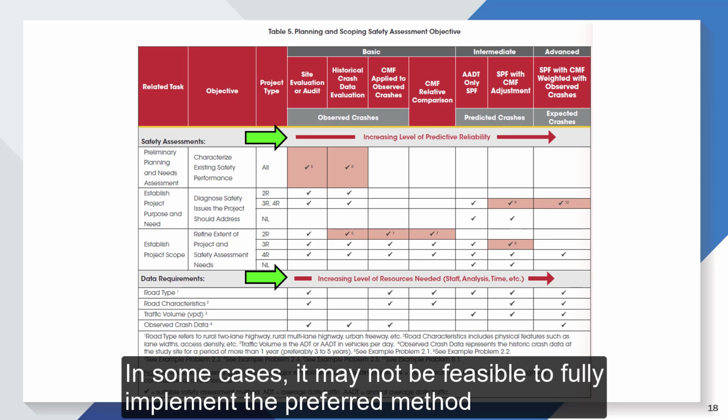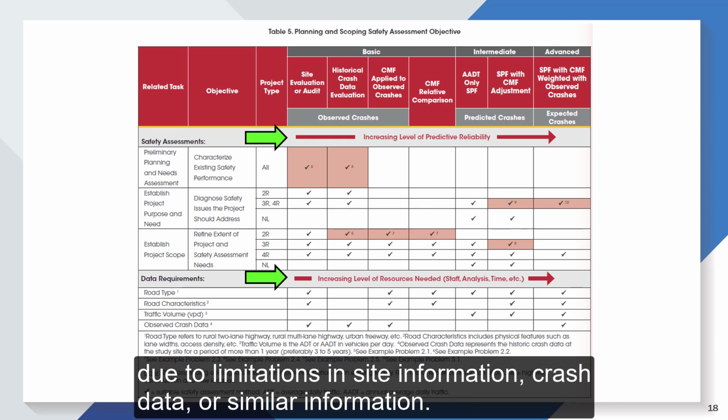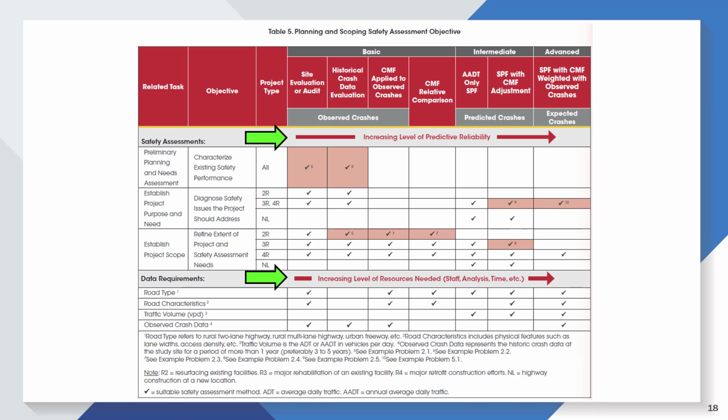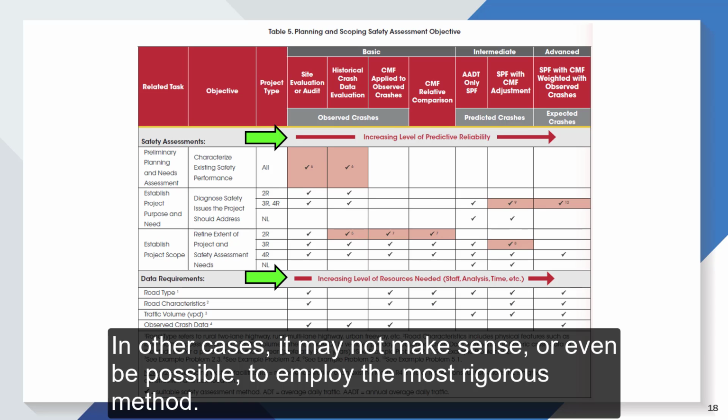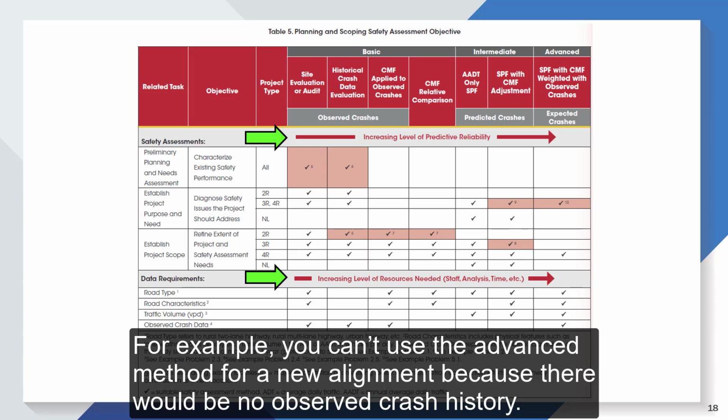In some cases, it may not be feasible to fully implement the preferred method due to limitations in site information, crash data, or similar information. In other cases, it may not make sense or even be possible to employ the most rigorous method. For example, you can't use the advanced method for a new alignment because there would be no observed crash history.